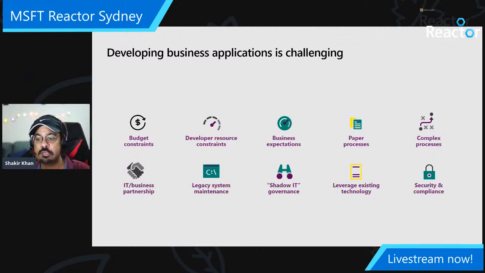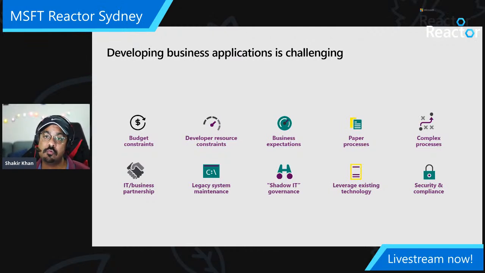Again, these are all the constraints. You have complex processes, and you have an IT-business partnership. All the requirements emerge from the business, so how IT can help is an important thing. And you have legacy system maintenance. You have some legacy system, you can't throw it away, but you want to use that data in new applications. So how can you do that?